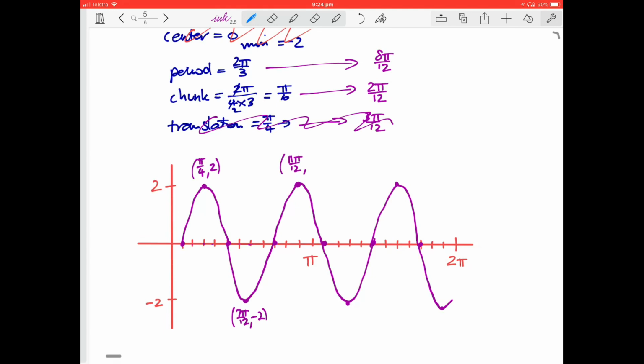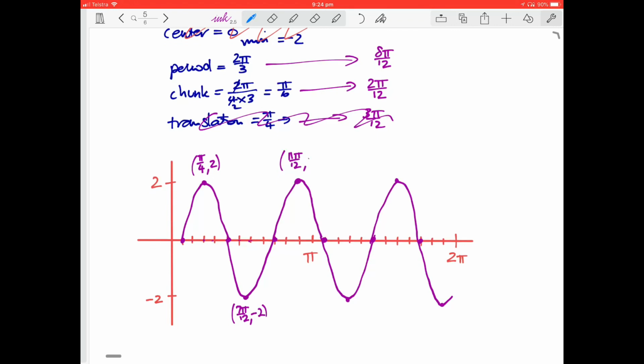Did I stuff that one up? That's 3 pi on 12, which is pi on 4. That's right. Okay, we're going to go across 4, so 15 pi on 12, which is 5 pi on 4. This one here, 19 pi on 12. This one here is going to be 23 pi on 12.